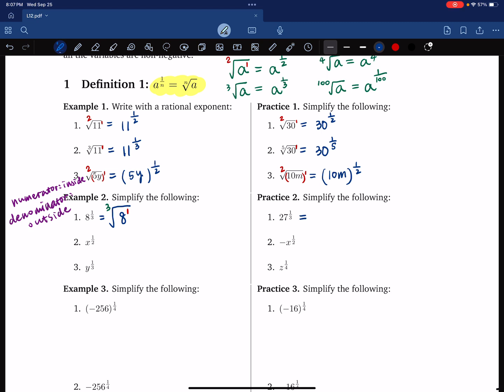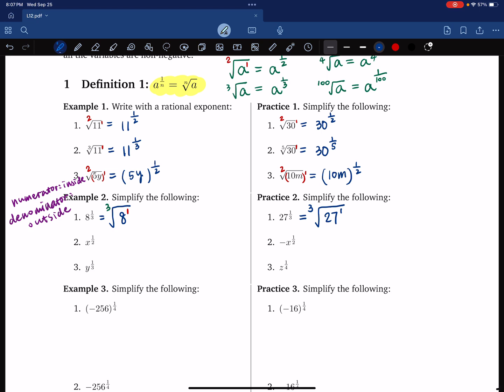So first, identify the base, which is 27, right? And then we're going to look at the radical sign. The numerator is 1, so it goes inside. And then the denominator is 3, it goes outside. So that's how you convert from a rational exponent to the radical form.